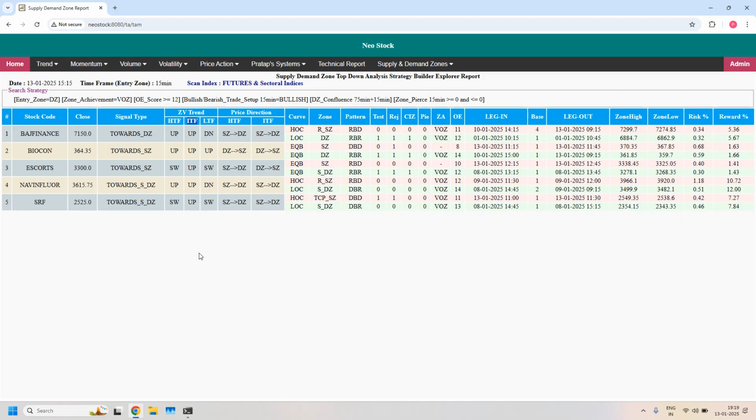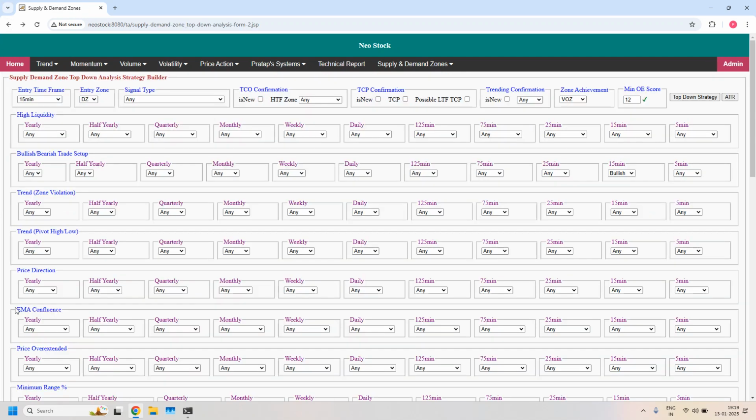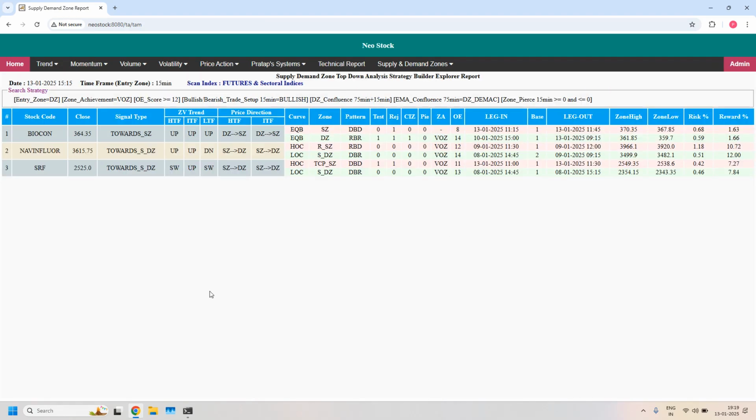So that's why let's verify. Any of these 75 minutes demand zones are having daily EMA confluence, because 15 minute zones are part of the 75 minute zone. So in the EMA confluence, at 75 minutes time frame, because 15 minutes demand zone is part of the 75 minutes demand zone, I am setting the filter 75 minutes demand zone having daily EMA confluence. With this filter, now the list is come down to 3. These 3 are even more high probability trade setup demand zones. This is about LTF and ITF demand zone confluence based report.